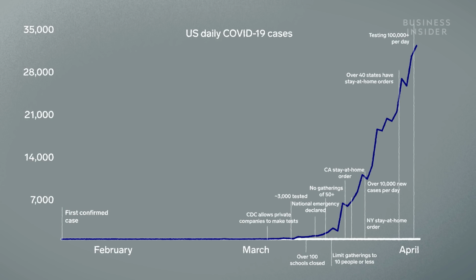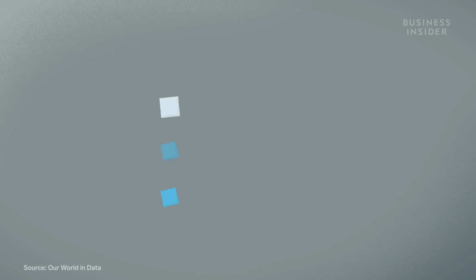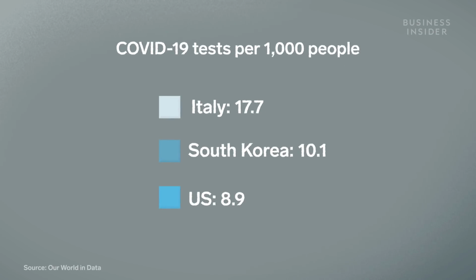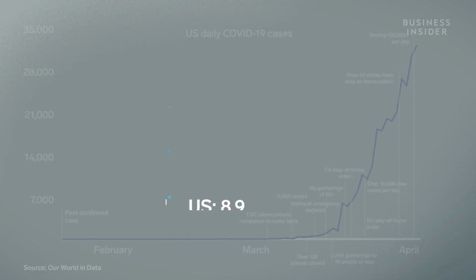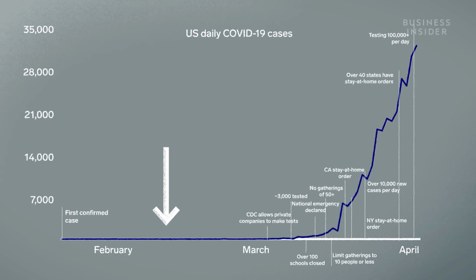The US is now testing over 100,000 people per day. But as of April 13th, the US still had fewer tests per 1,000 people than South Korea. An earlier start in identifying and isolating cases could have prevented such a large outbreak.